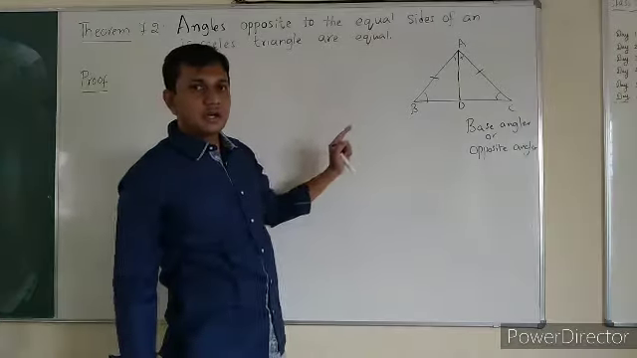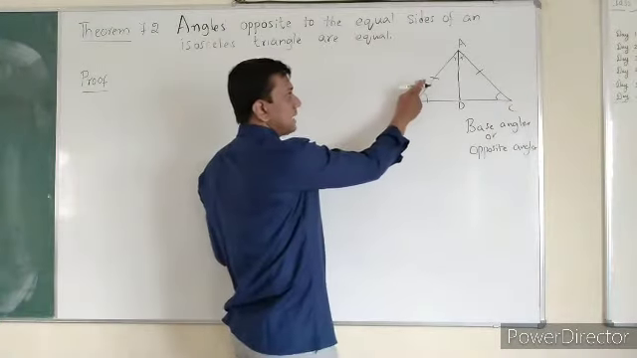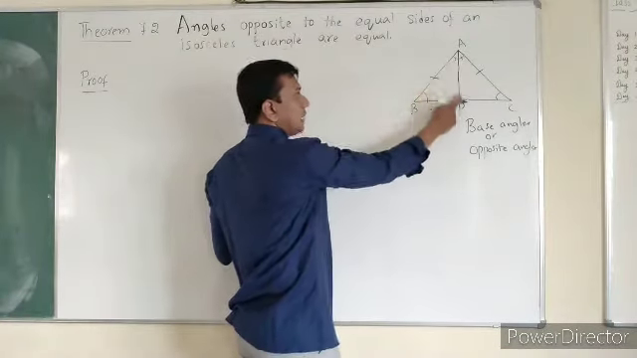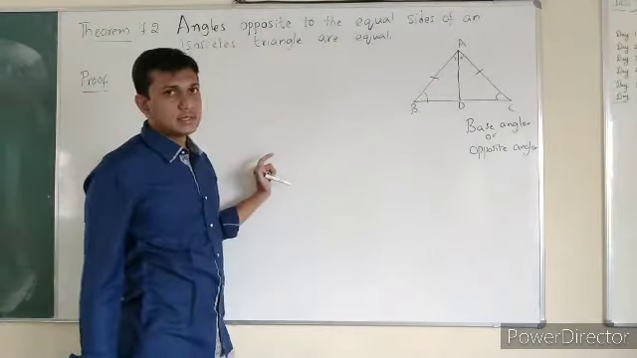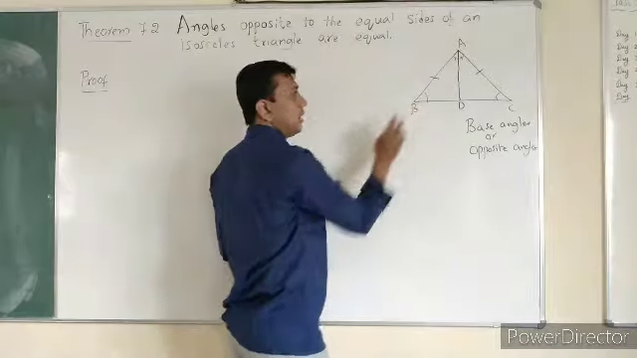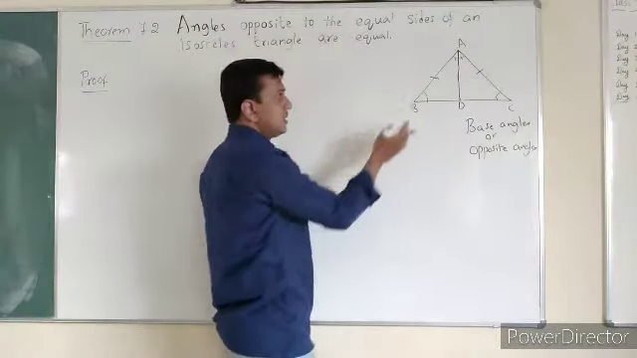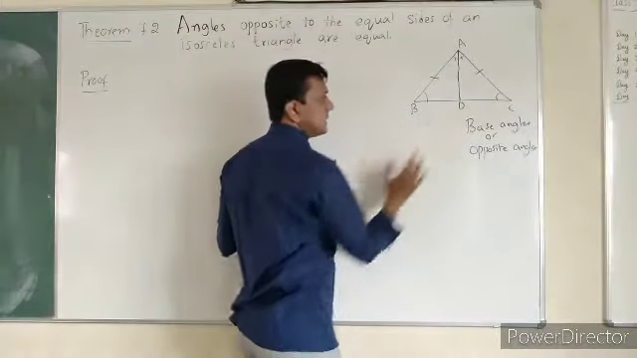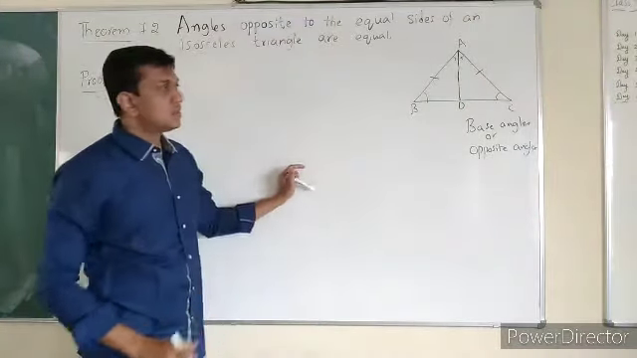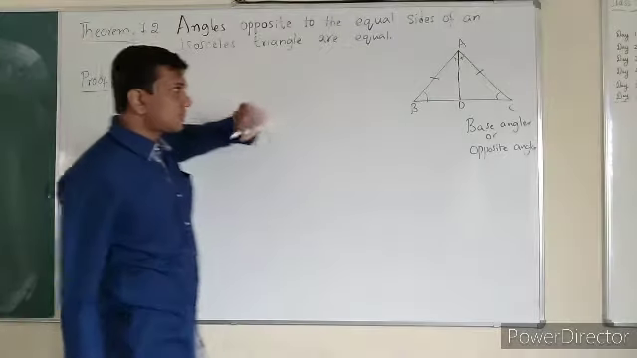So which components are you getting here? You are getting one side, one angle, and one more side. By SAS congruence rule, both are congruent. If both triangles are congruent, automatically we can say that corresponding angles are also equal, corresponding sides are also equal, isn't it? So that is our required proof.